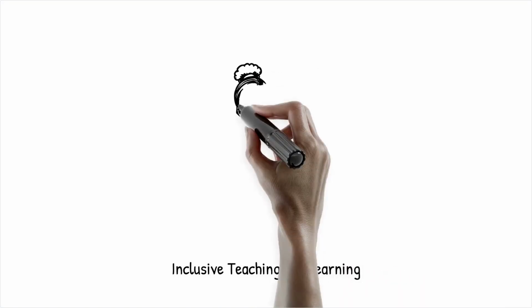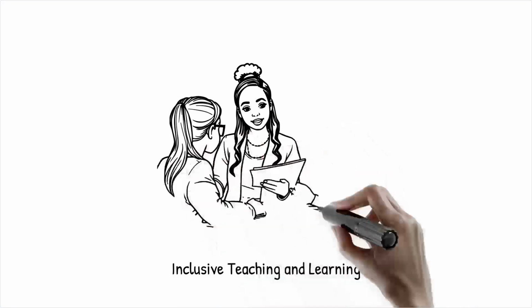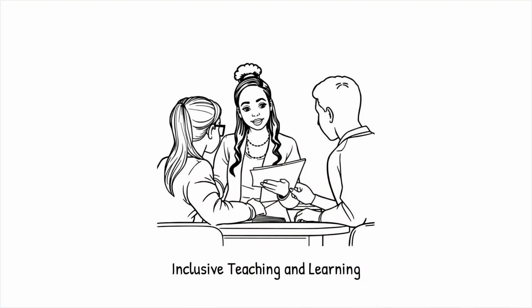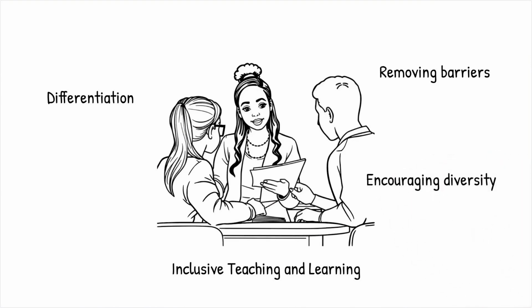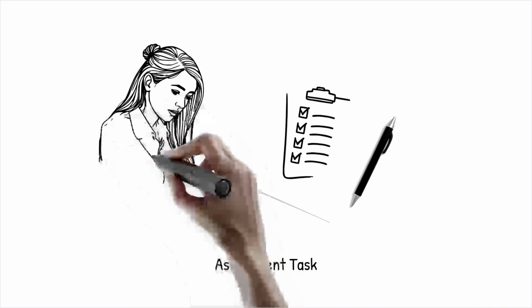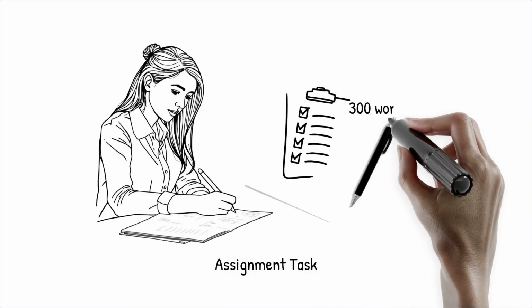A key part of teaching is ensuring all learners feel included and have equal access to education. This involves differentiation, adapting your lessons to cater to different learning needs and abilities. Removing barriers, addressing learning difficulties, accessibility issues, and language challenges. Encouraging diversity, promoting a safe and supportive environment that respects all learners. Your assignment should explain at least 3 strategies teachers can use to promote inclusivity. Aim for 300 words minimum.